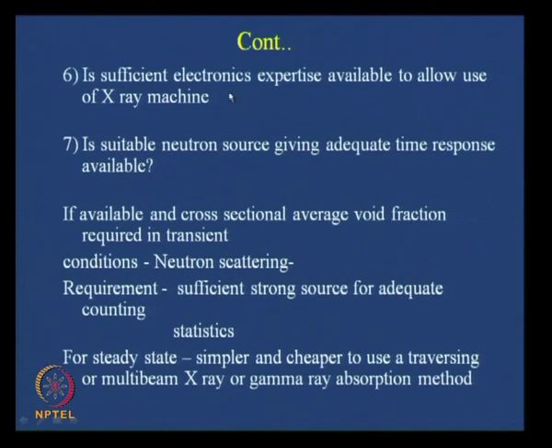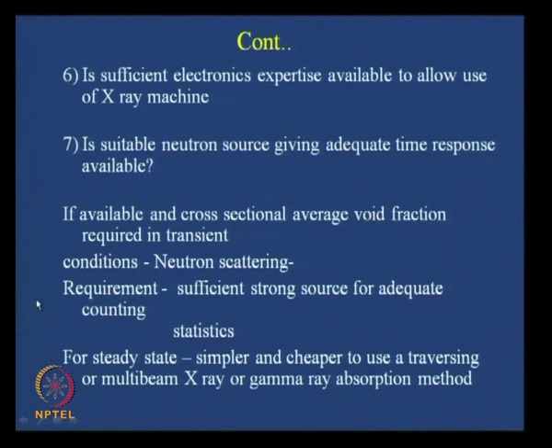Next is, if sufficient electronics expertise is available, because X-ray machines cannot be used by everybody. Just now, you and I cannot use X-ray machines. So, if sufficient electronics is not available, X-ray machines cannot be used; otherwise they can be used. The same thing applies to neutron scattering techniques. If a suitable neutron source is available, which is quite an expensive affair, and if adequate time response is available, then in that case we can use neutron scattering.